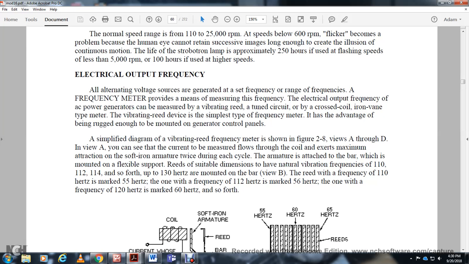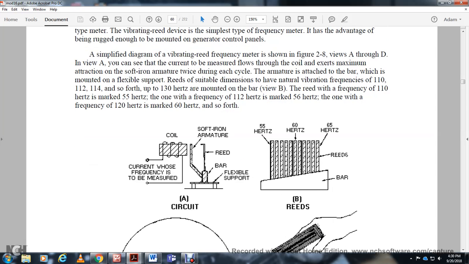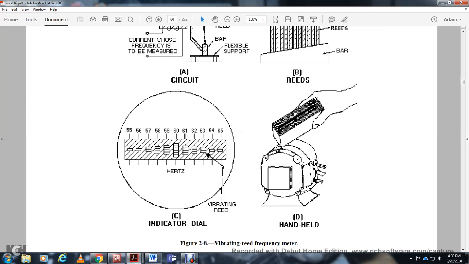A frequency of 110 hertz is measured as 55 hertz. A frequency of 112 hertz is measured as 56 hertz, while a frequency of 120 hertz is measured as 60 hertz, and so forth. A is the circuit of the current whose frequency is to be measured: soft iron coil, reed bar, flexible support, 55 hertz, 60 hertz, 65 hertz reeds and bar. This shows the indicator dial, vibrating reed, and also a handheld version.